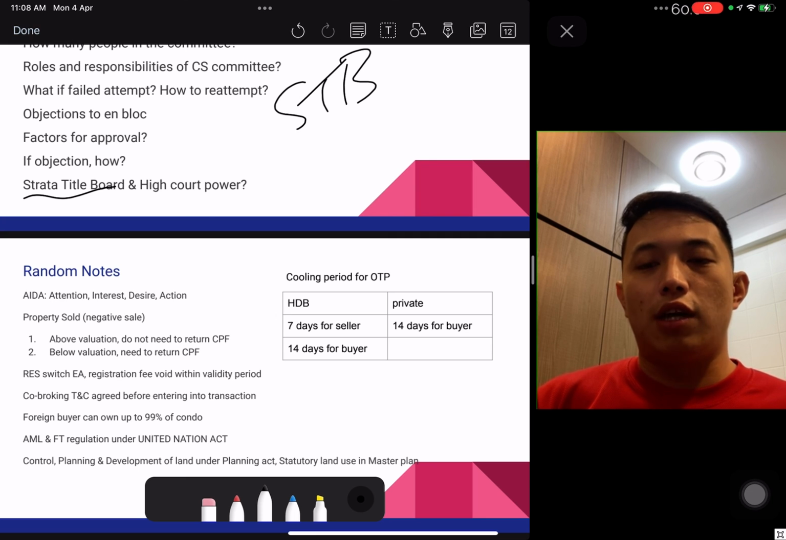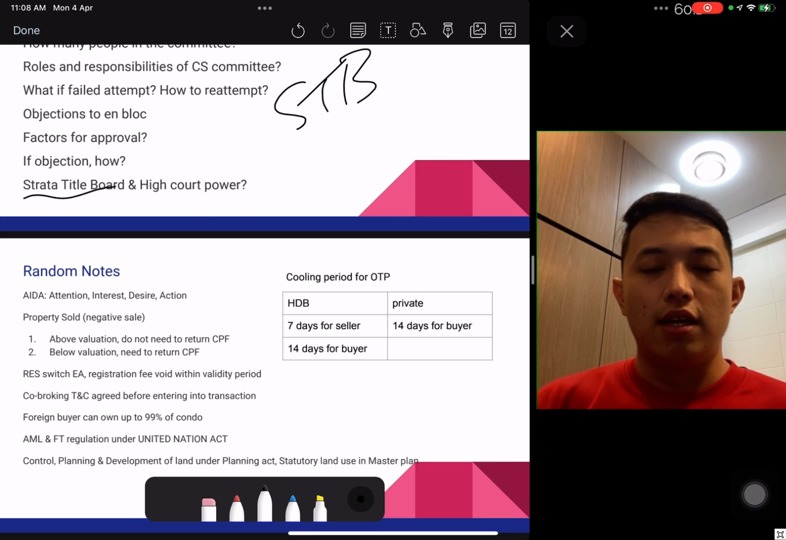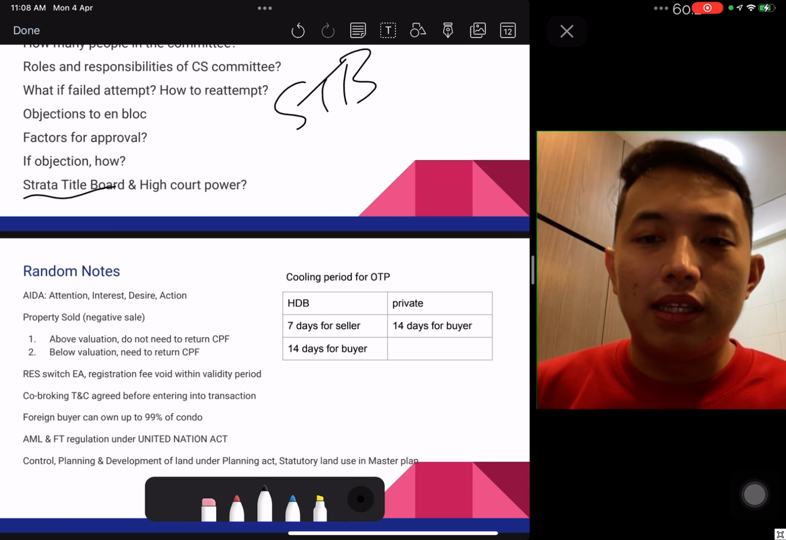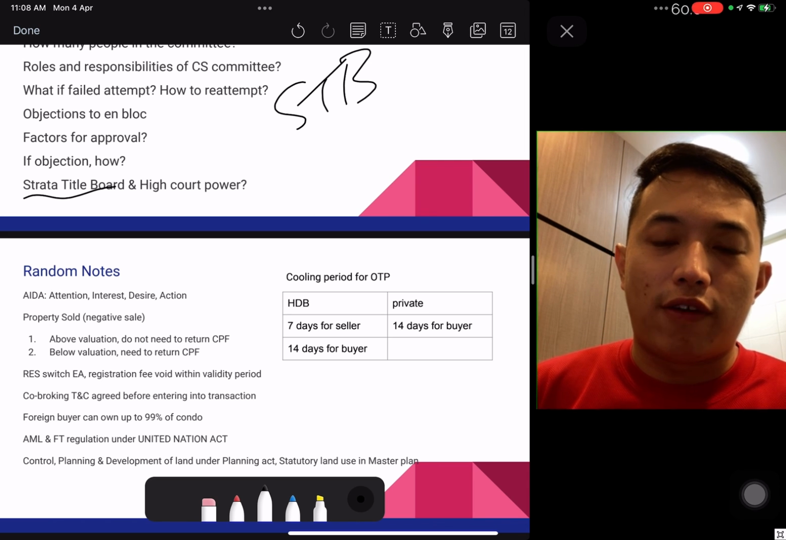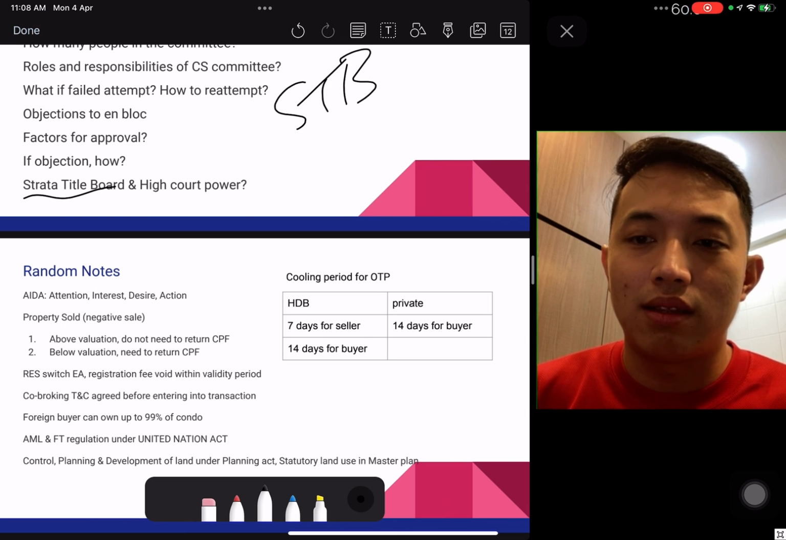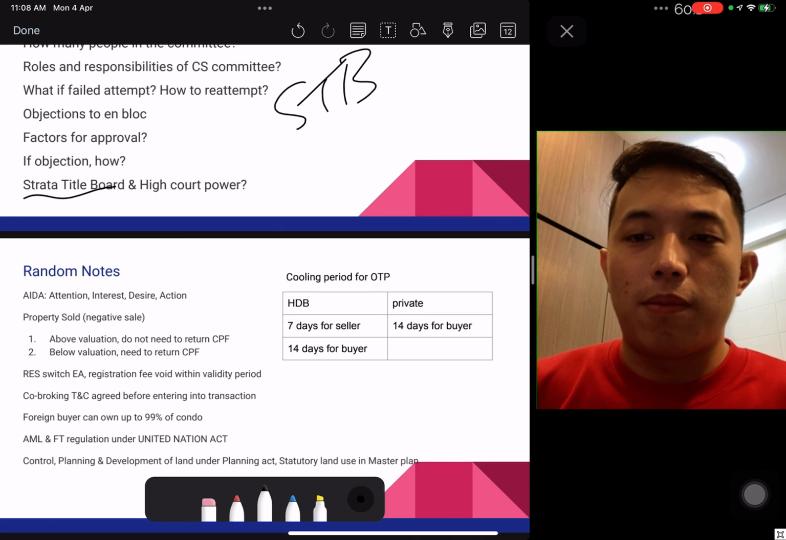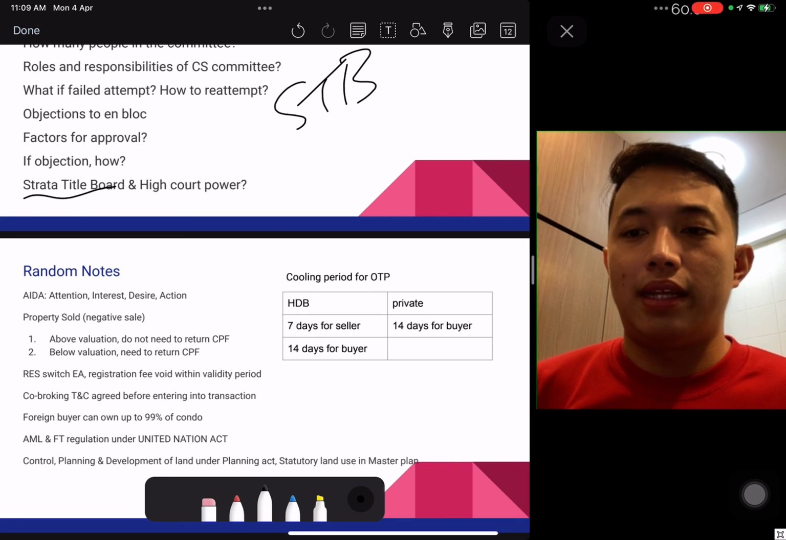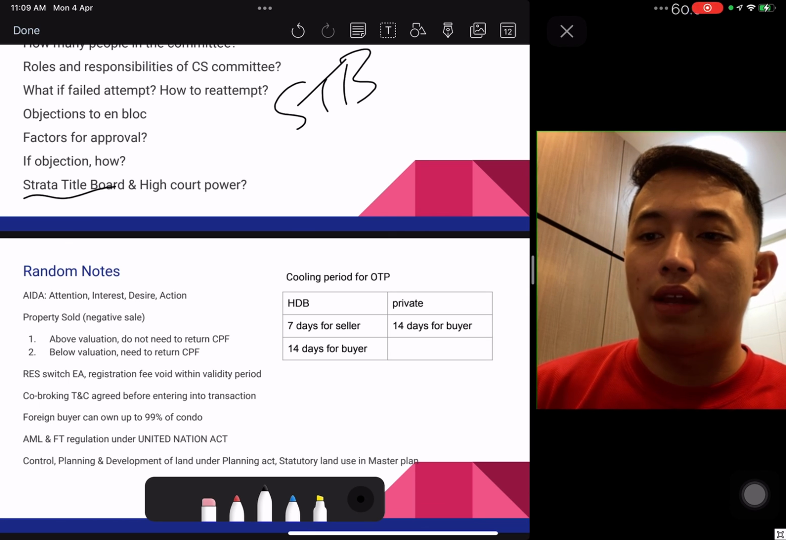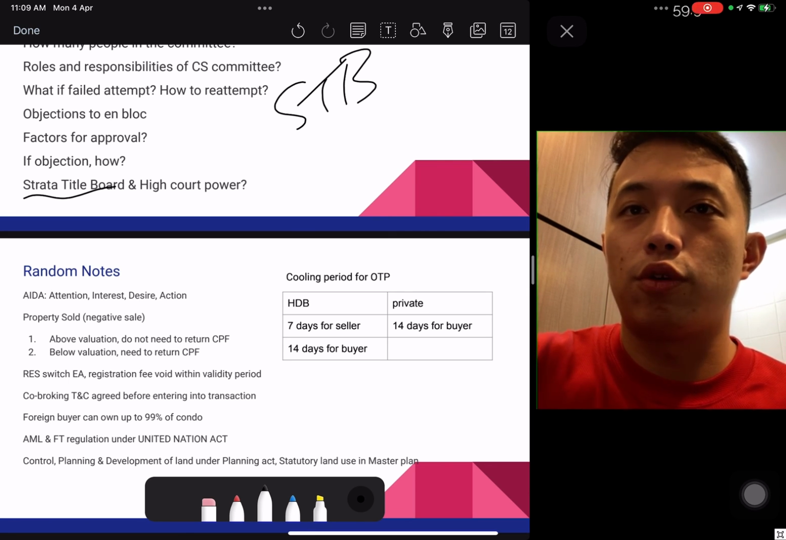Foreign buyers are only allowed to own up to 99% of the condo. They are not allowed to own 100%. Any anti-money laundering and countering the financing of terrorism regulation is under the United Nations Act, UN Act. Control of planning and development of land is under the Planning Act. Statutory use of land is under the master plan. Okay, guys, go read it yourself. I'm not going to go through this.